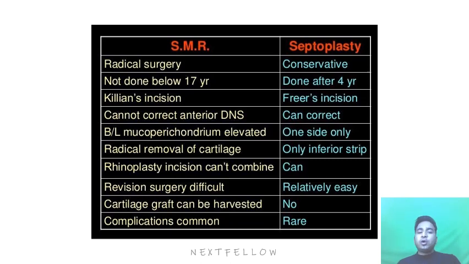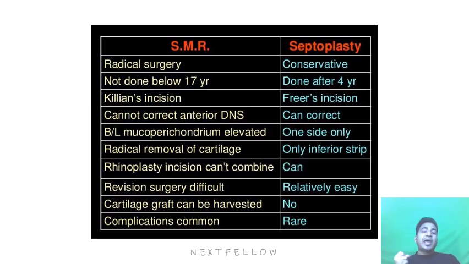SMR is generally not done below 17 years, whereas septoplasty can be performed after 4 years. Why is SMR not done below 17 years? In the nose, nasal ossification centers are there. If we do the SMR in a child less than 17 years, we remove all the cartilage and the bone, so these ossification centers will also get removed.